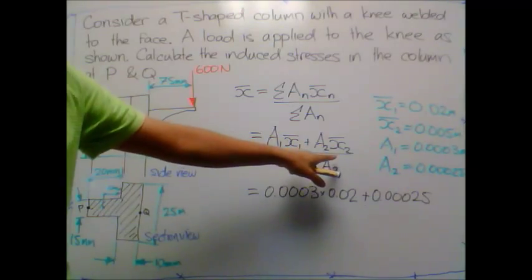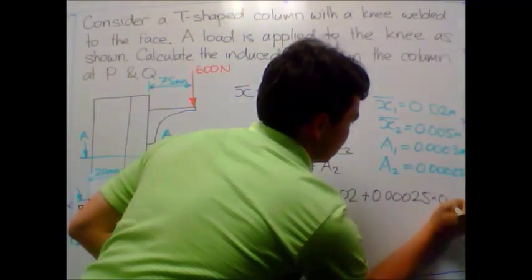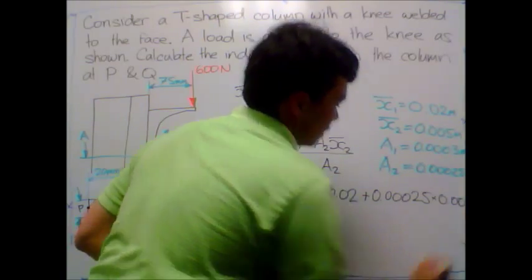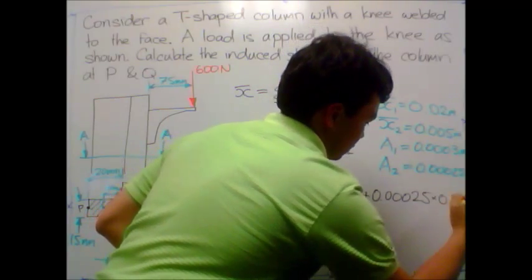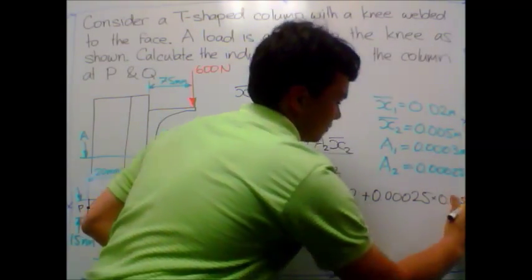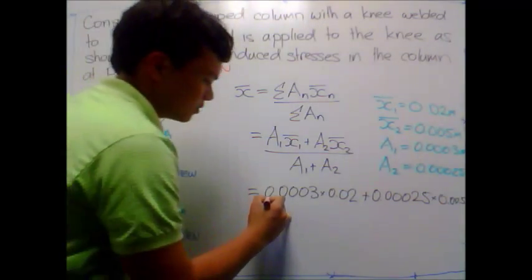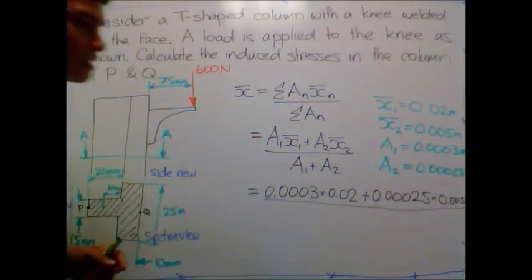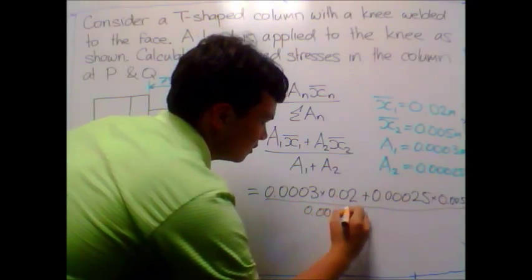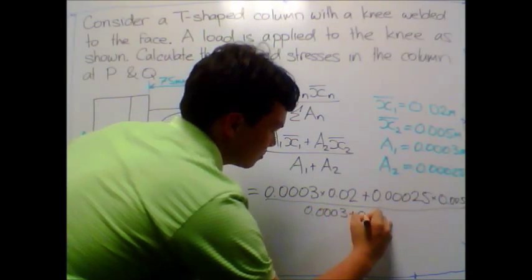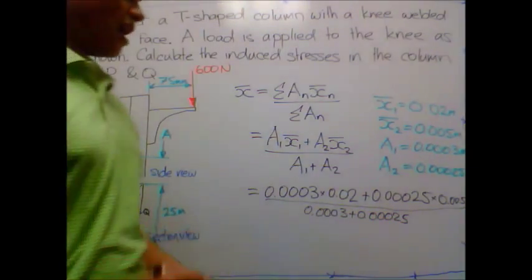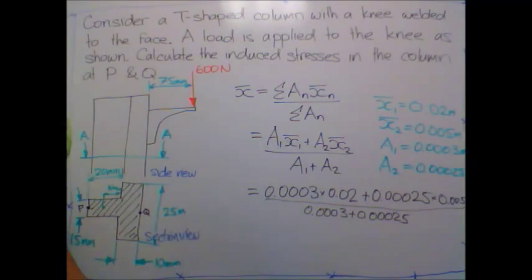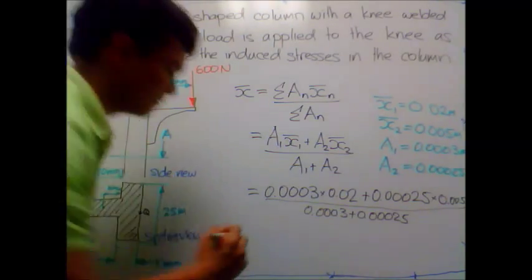And x2, we get it from here, 0.005. And then that's all divided by the sum of the areas, so 0.0003 plus 0.00025. To repeat again, you could probably do all this in millimeters and you'd avoid having to write all of these 0.00s and you get an answer in millimeters.